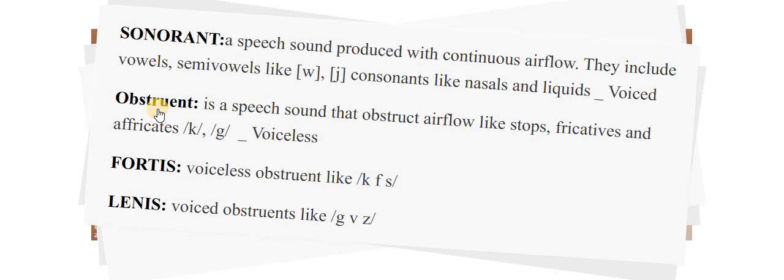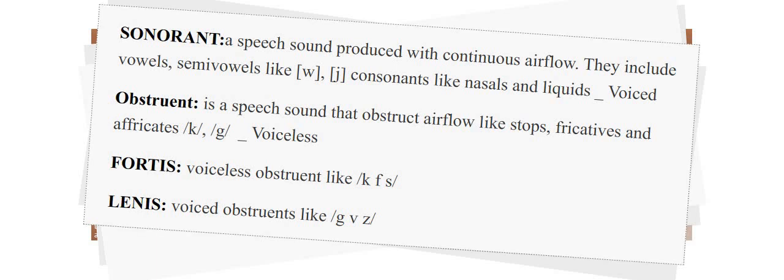obstructs the airflow. For example, we have ka and ga. Most of the time the obstruent is voiceless. Do you see? It's not a voiced sound, it's voiceless, because if you try ka or ga, it's mostly a voiceless sound. You might ask, what's a voiceless sound? It's a sound that you make without moving the vocal cords, right? Like ka and ga, you are just depending on the airflow. You're just stopping the air from flowing.